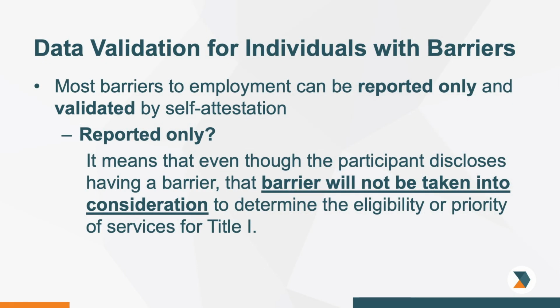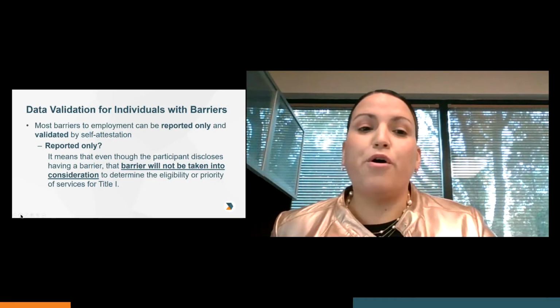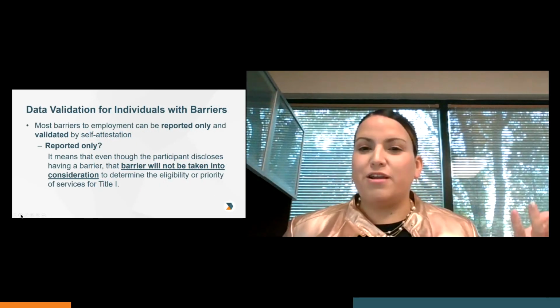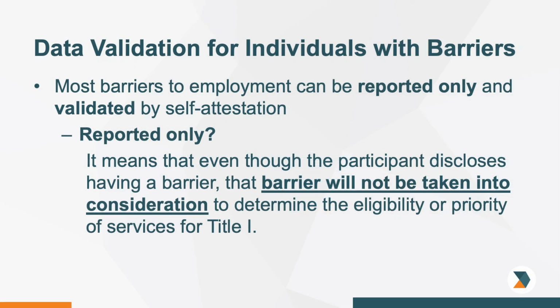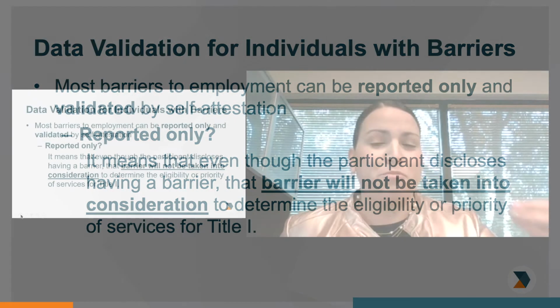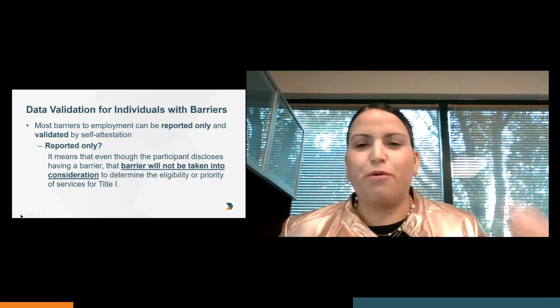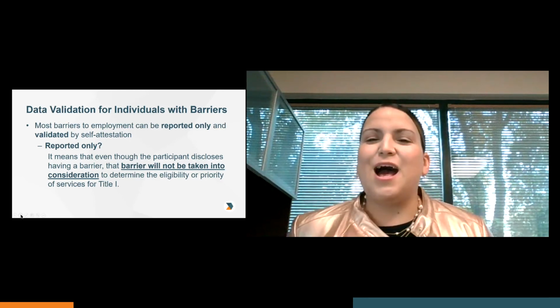We're going to present to you a way in which you can see these barriers. I want you to imagine that you have two buckets. The first bucket, we're going to call it reported only, and I'm going to explain what reported only means in a minute. But before that, I want to say that most barriers to employment can be reported only and validated by self-attestation. And you're going to hear me say that this morning several times. I'm going to break it down, and we're going to be pros at the end of this process.